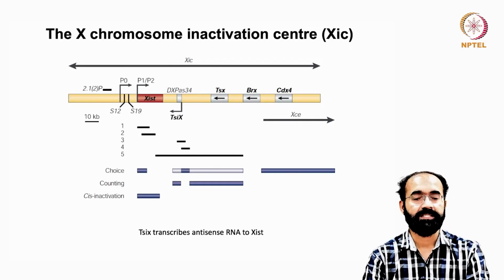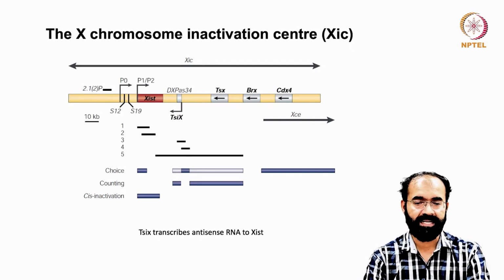So let us see in detail the X chromosome inactivation center, XIC. You can see here it is part of the chromosome itself, and this is the scale. So this much distance counts for around 10 kilobases, and the direction of various genes is also shown by arrows. Direction means which direction it is expressed, 5' to 3'.